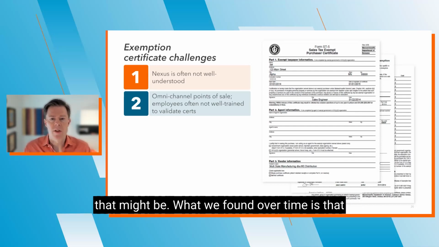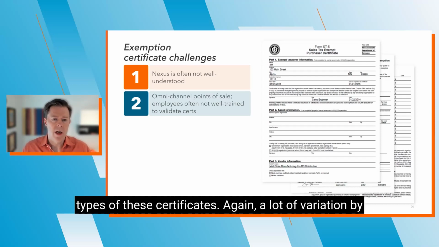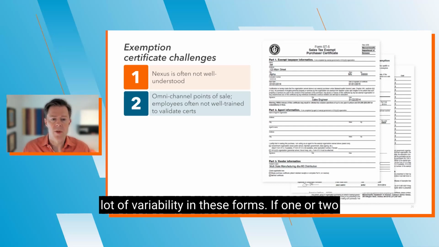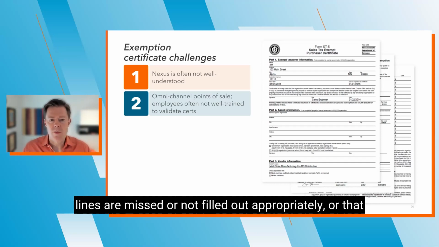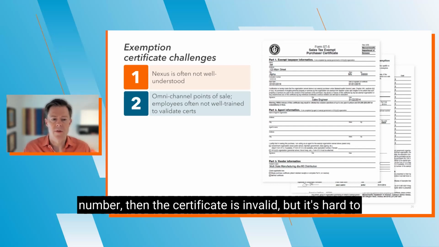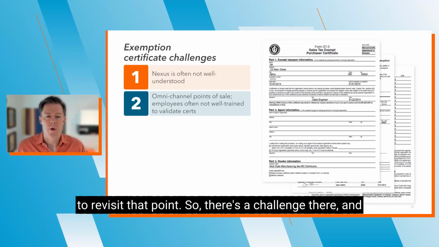And what we found over time is that there are over 1,000 different types of these certificates. Again, a lot of variation by state and by jurisdiction, even within states. And there's a lot of variability in these forms. And if one or two lines are missed or not filled out appropriately, or it's not signed, or you don't have a tax ID number, then the certificate is invalid. But it's hard to understand whether a certificate is valid or not. And we're going to revisit that point. So there's a challenge there.